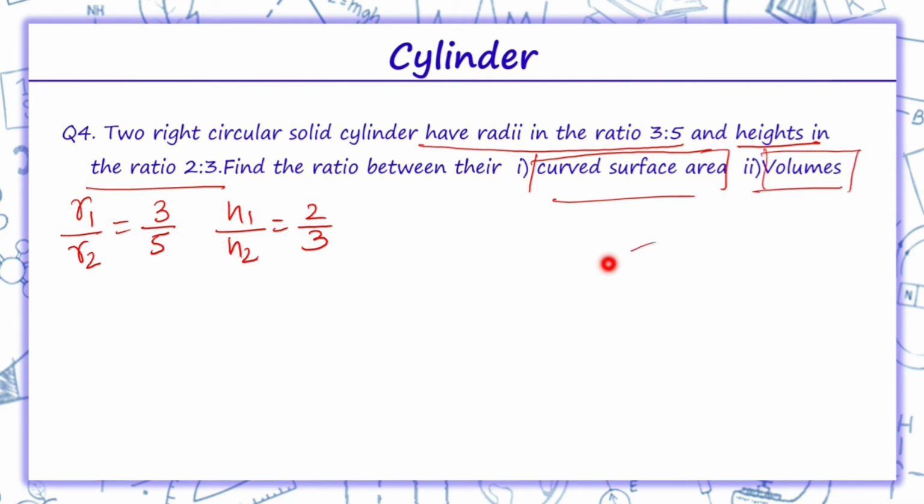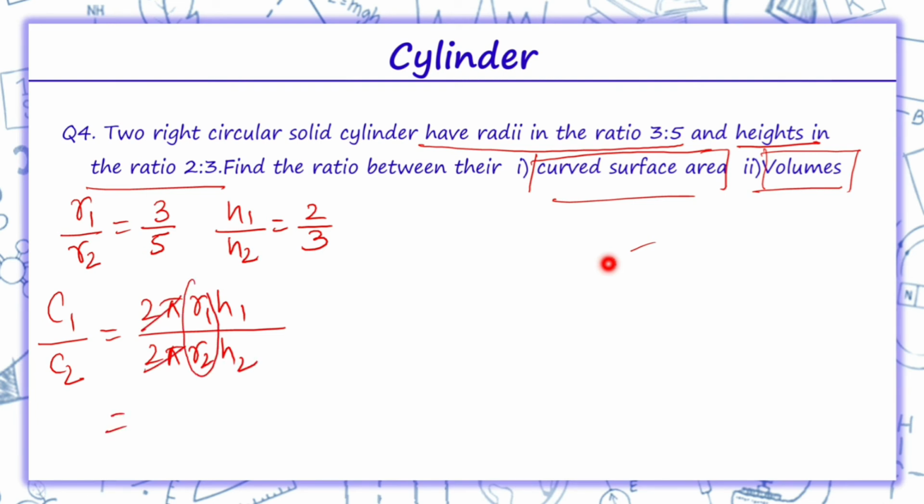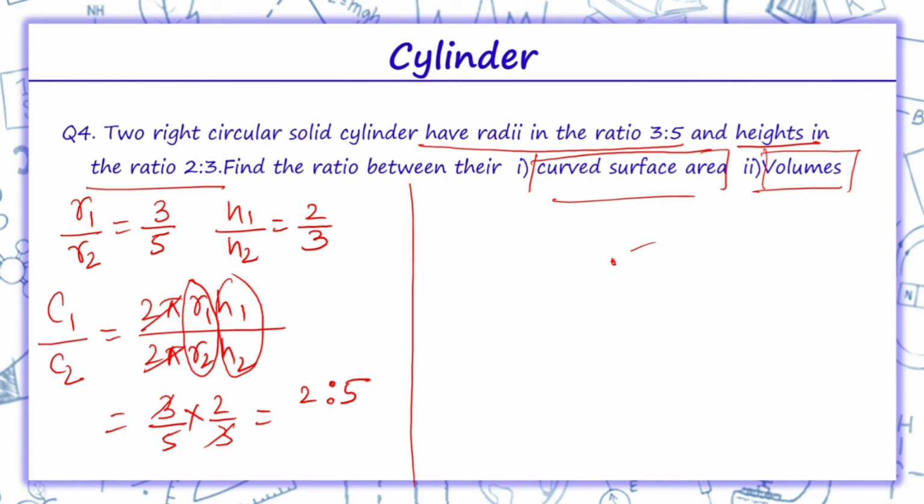So C1 upon C2, the curved surface area of the first right circular cylinder, will be 2 pi r1 h1 upon 2 pi r2 h2. 2 pi cancelled out. r1 upon r2 is 3 by 5. h1 upon h2 is 2 by 3. Thus the ratio of curved surface areas came out to be what? 2:5.